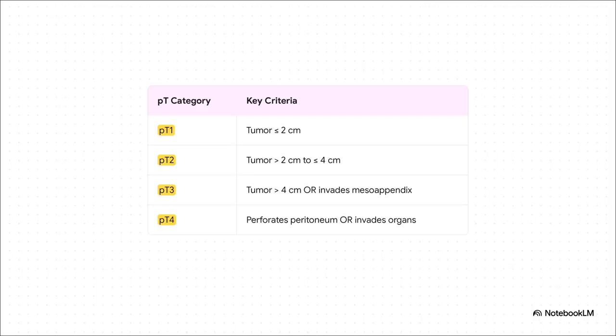And here's how it all comes together in a nutshell. A tumor that's 2 centimeters or less, that's a pT1. If it's bigger than 4 centimeters, or if it's already invading the mesoappendix, it automatically jumps to at least a pT3. And a pT4? That's a tumor that's busted through the surface or is physically stuck to another organ. See, it's just a logical progression based on all the data you've carefully collected.